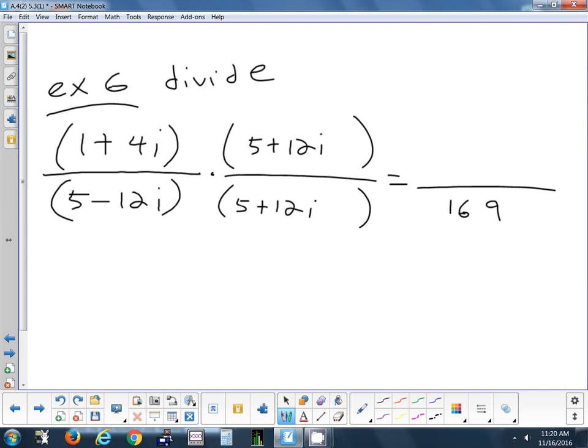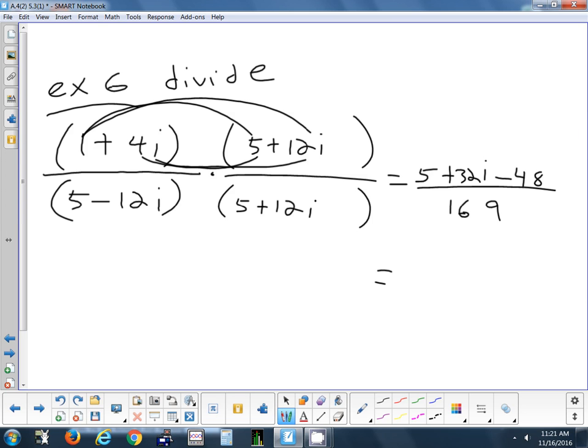Okay, unfortunately for the top, you got to do it out. So 1 times 5 gives me 5. 1 times 12i, 12i. And what's 5 times 4i? 20. So we've got a 12i plus a 20i. So 32i. And what about 4i times 12i? 48. It's going to be 48i squared, which is really what? Negative 48. That's a negative 48.